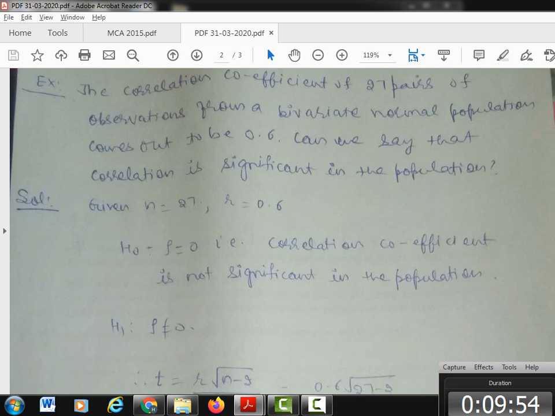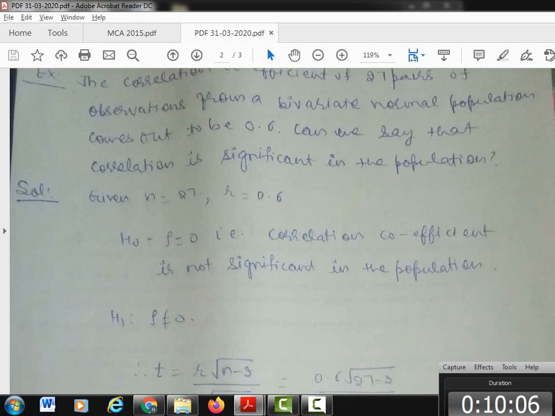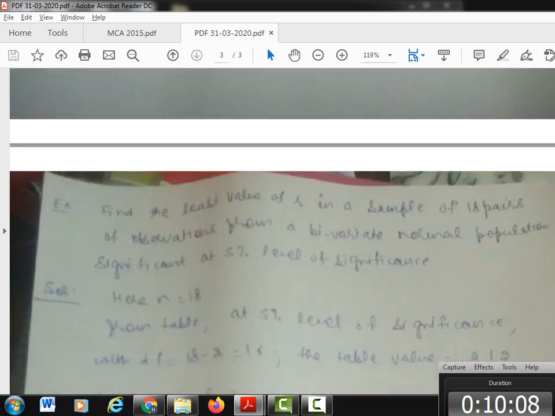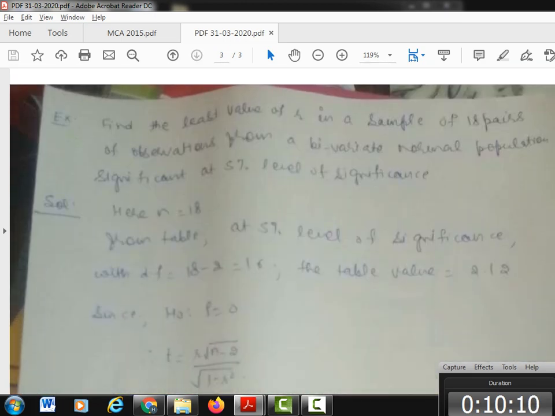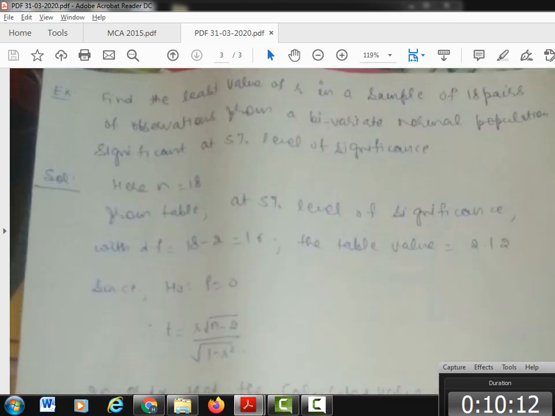Hopefully you now have a very clear idea of how to check the significance of the correlation coefficient in a sample or population, whether the value is significant or not. I will also explain this concept with the help of one more example. So let us read the example.